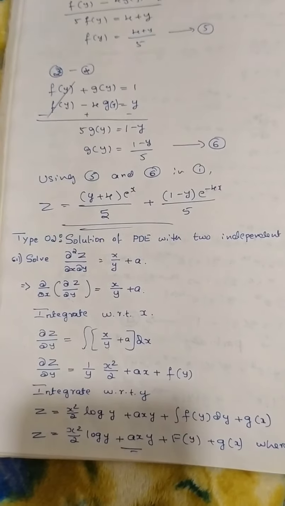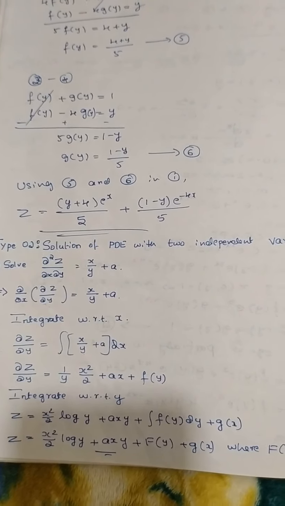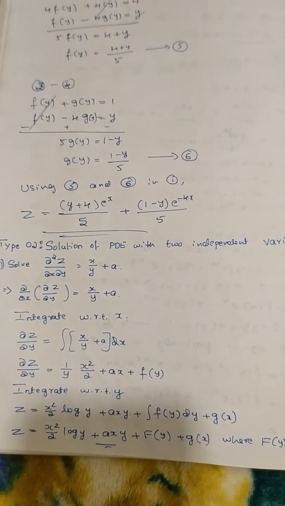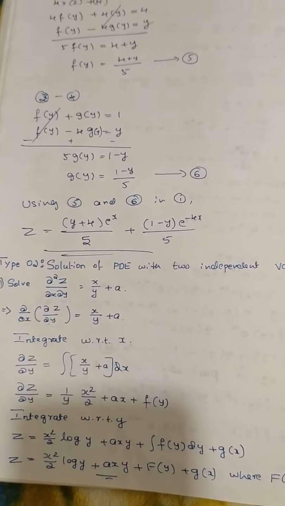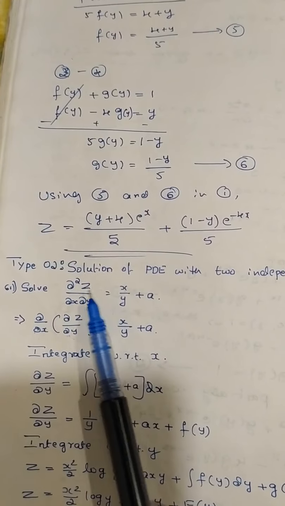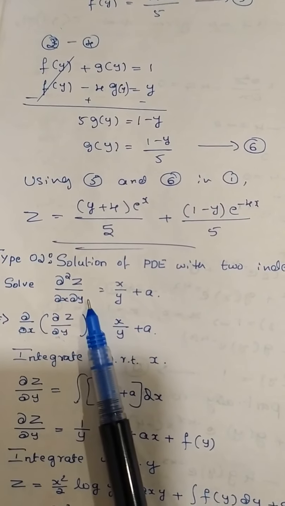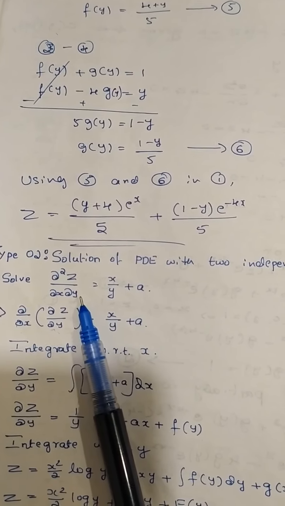Okay, today I am going to explain how to solve partial differential equations with two independent variables. This is the last topic of partial differential equations. If it is a PDE with two independent variables, we have to use the direct integration method.